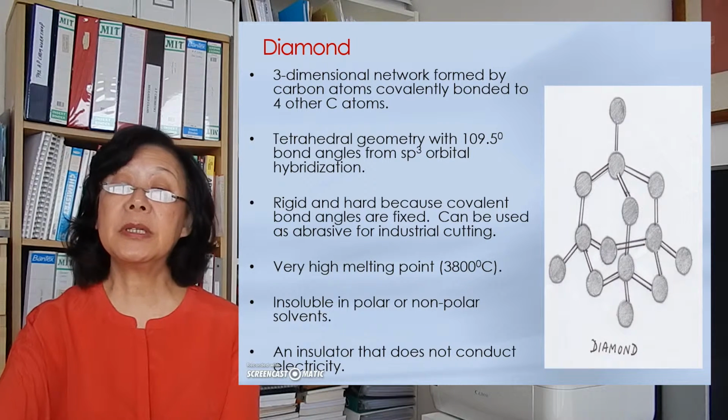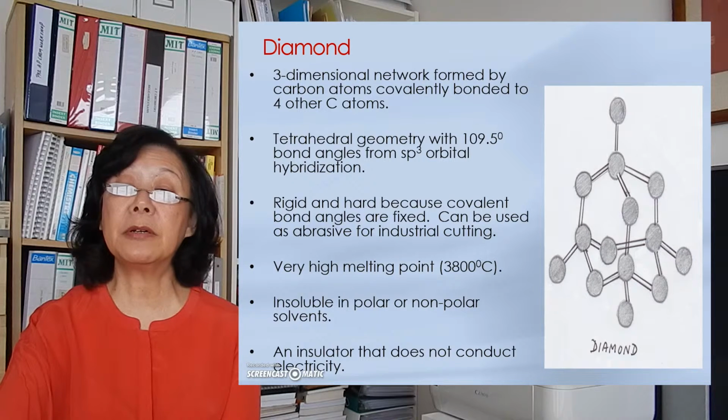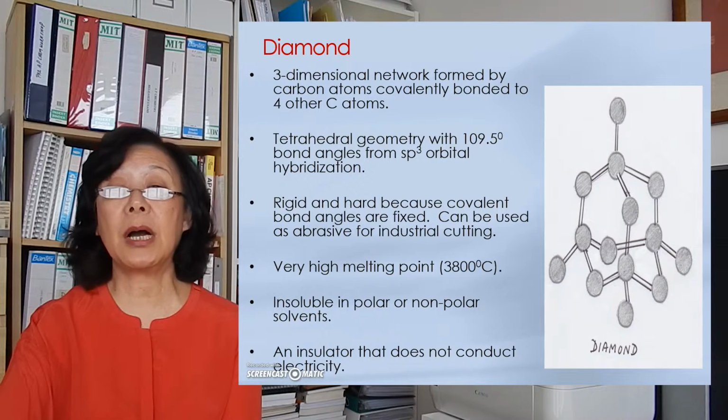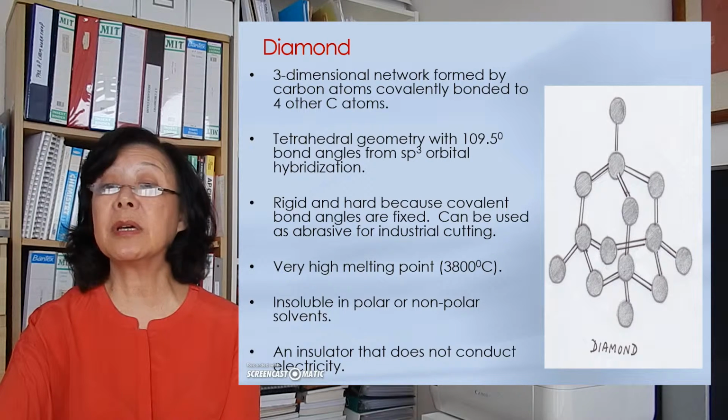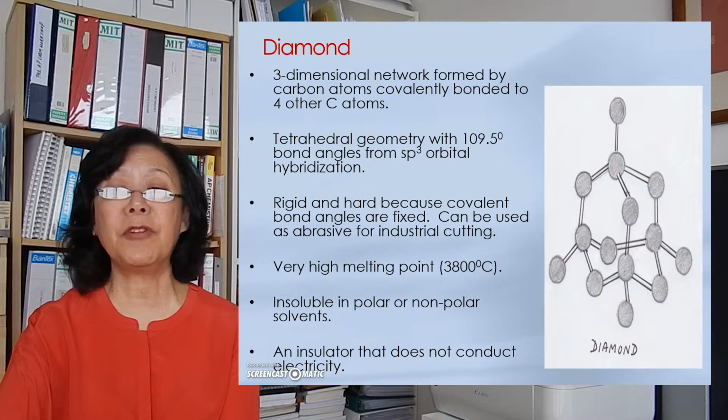So here's a diagram of diamond. Notice how the carbon atom is tetrahedrally bonded in a three-dimensional network, giving it a very high melting point and making it very, very strong.